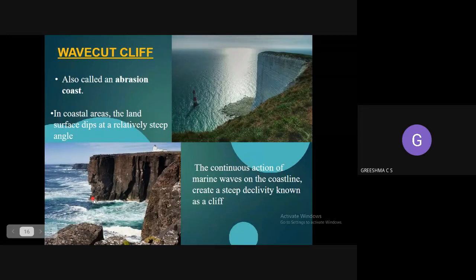Now, what is happening here? Again, the waves are striking. Okay, so what is at this bottom portion? The waves will be striking more at the bottom portion.